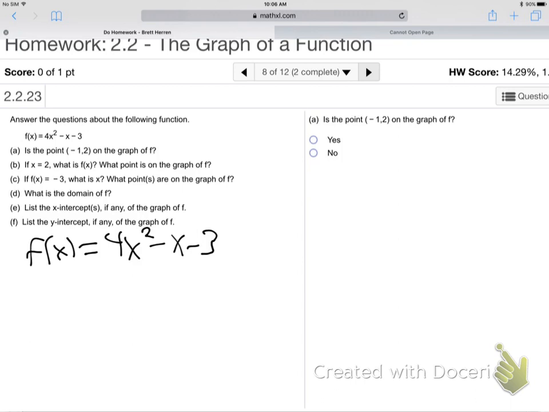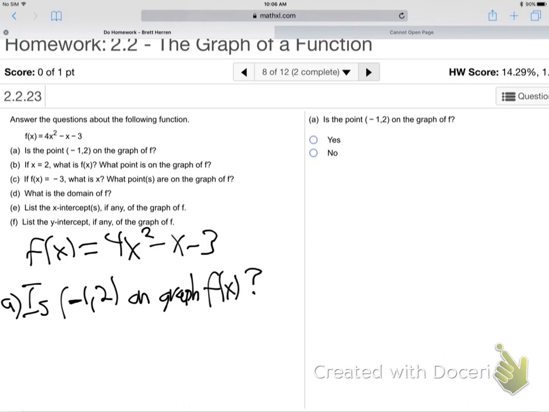It's kind of like learning to fly a plane blind by the instruments, right? We're not looking out the window. We can't see the picture, but we have to learn the instruments better. So what do the instruments tell us? First question, question A: is (-1, 2) on the graph of f of x? Without ever seeing the graph, just by looking at the instruments, how do you know whether (-1, 2) is on the graph? What do we do?